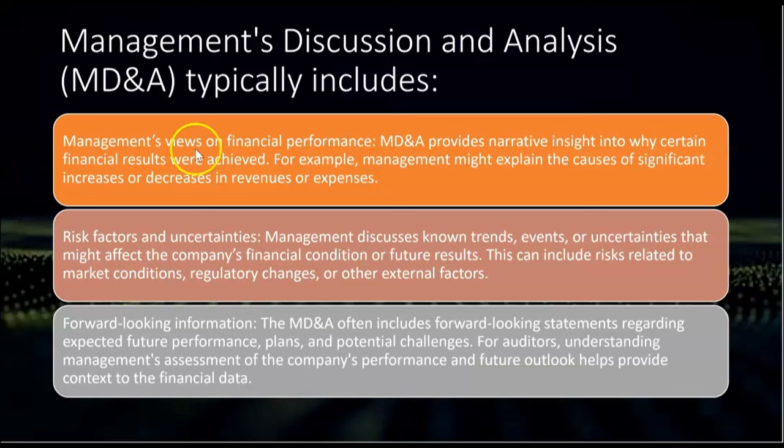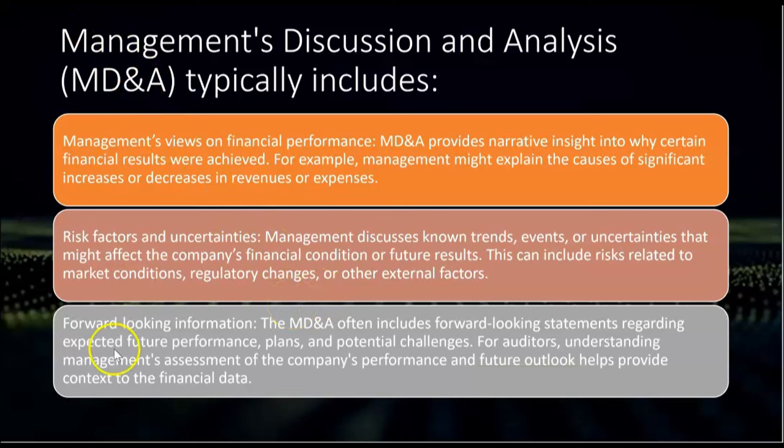What's included is management's views on financial performance. MD&A provides a narrative insight into why certain financial results were just achieved. For example, management might explain the causes of significant increases or decreases in revenues or in expenses. Also included in MD&A are risk factors and uncertainties, where management will discuss known trends, events, or uncertainties that might affect the company's financial condition or future results. And these risks can include market conditions, regulatory changes, or other external factors.